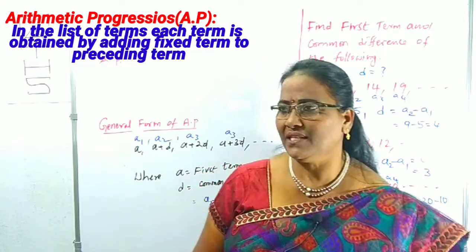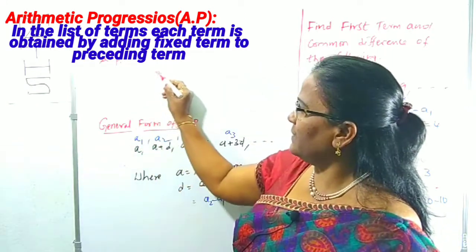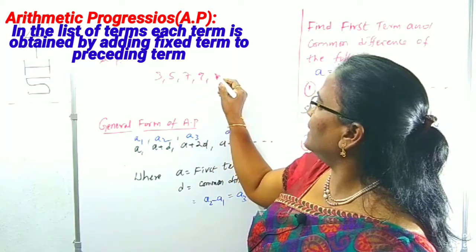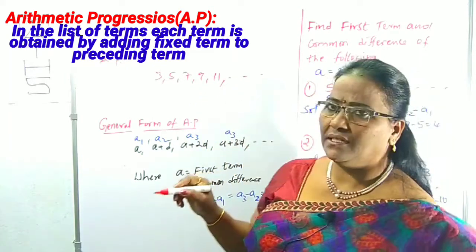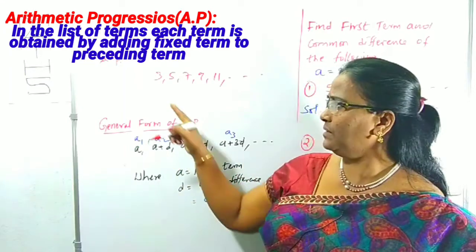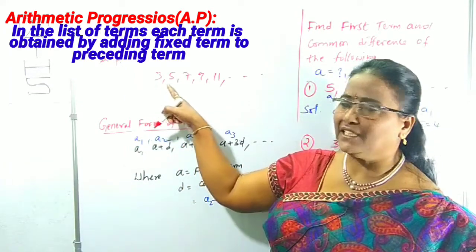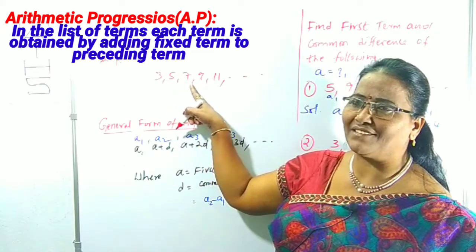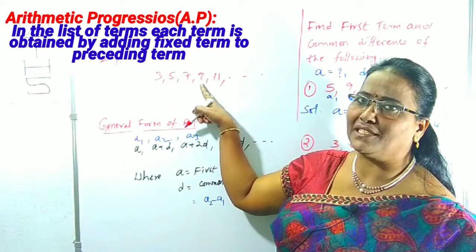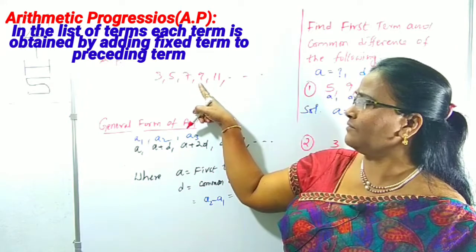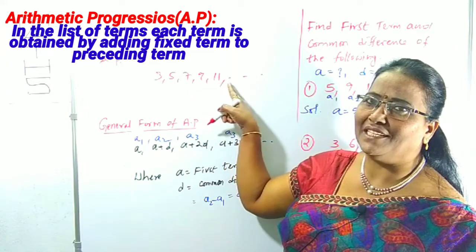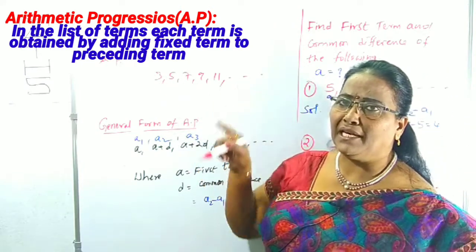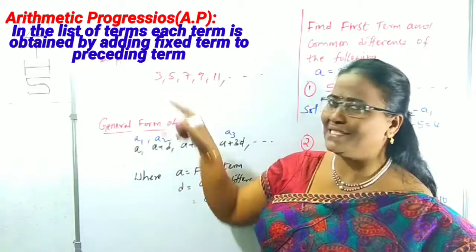AP. Look at this example: 3, 5, 7, 9, 11, etc. What can you observe from this example? To 3, we add 2, we get 5. To 5, by adding 2, we get 7. To 7, by adding 2, we get 9. To 9, by adding 2, we get 11. It means each number can be obtained by adding the fixed value 2 to the preceding one.